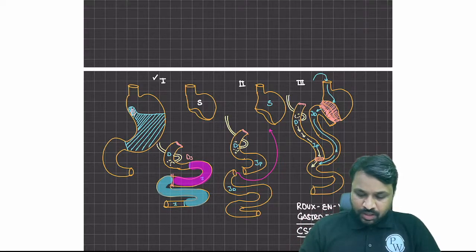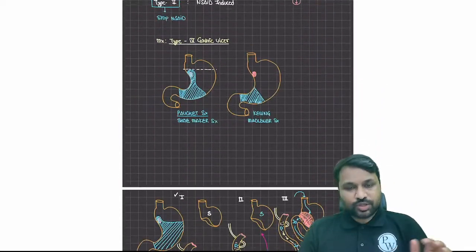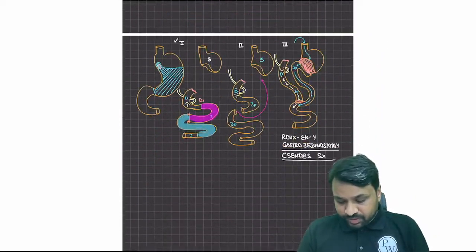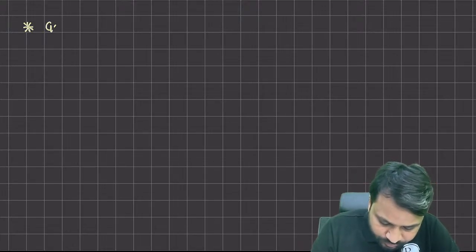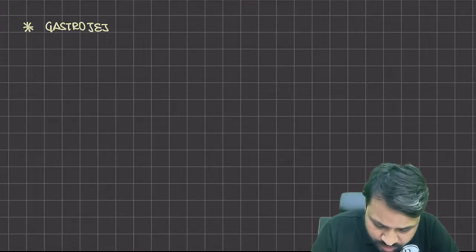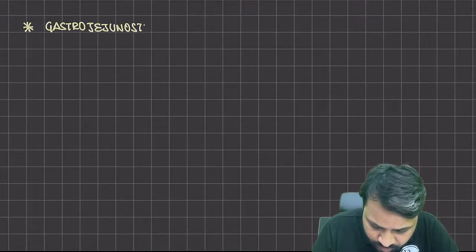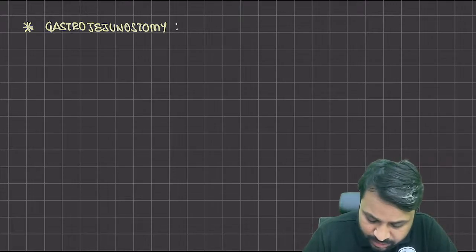Sure. So this was specifically with respect to modified Johnson's type 4 gastric ulcers. Now, continuing the discussion on the management of peptic ulcer disease in the form of surgeries, another surgery that you can do is gastrojejunostomy. Okay? So basically, this gastrojejunostomy was created as an acid diverting surgery.